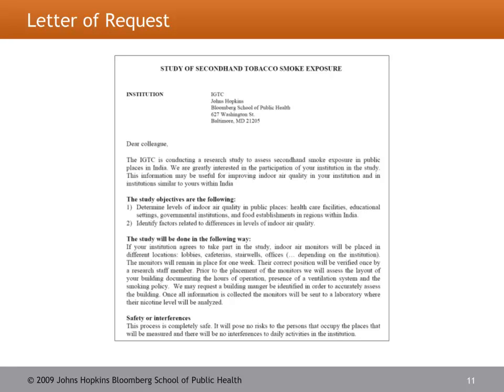In addition, you'd want to list out the study objectives and be quite honest with what you're doing here. And then go through some sort of study procedure, emphasizing that no one's really going to be hurt or involved. There's no human subject contact in this particular study. Those types of things should be listed out in the letter.